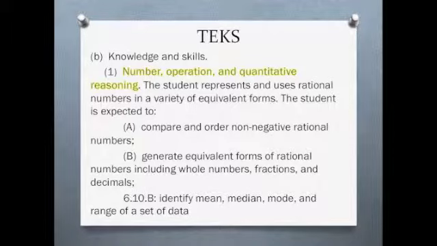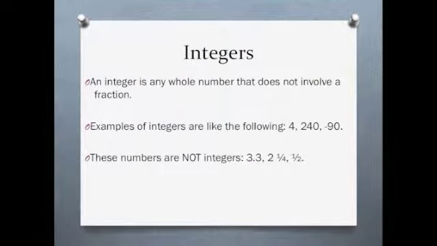Today we will discuss numbers and operations. Let's start off with numbers. An integer is any whole number that does not involve a fraction. Examples of integers are the following: 4, 240, negative 90. Numbers that are not integers are like the following: 3.3, 2 1/4, and 1/2.